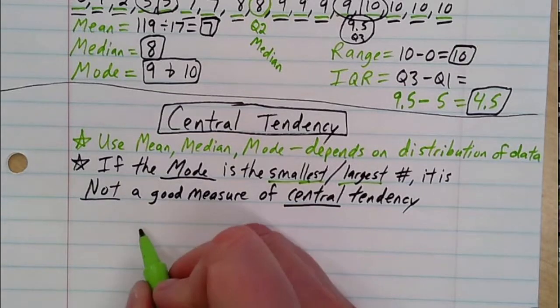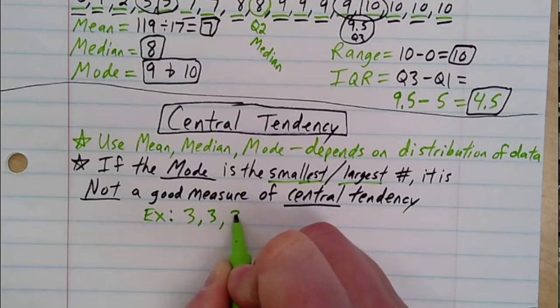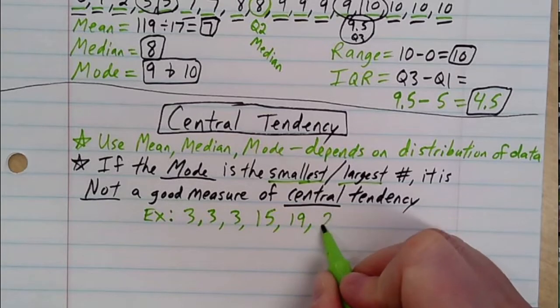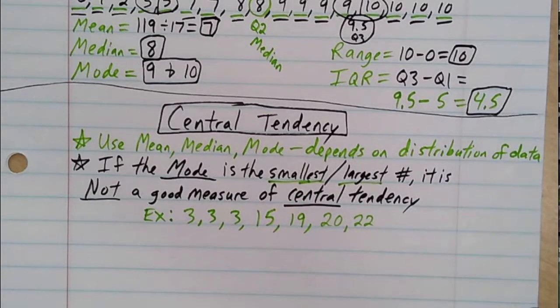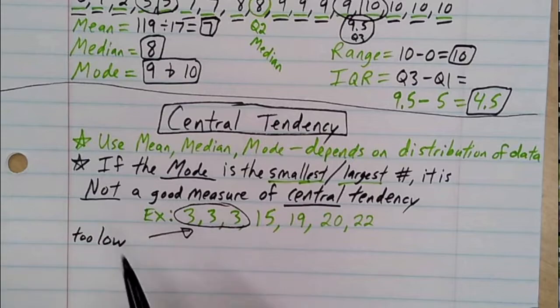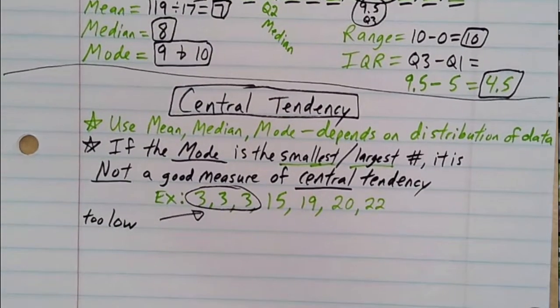An example of that, if I give you these numbers, 3, 3, 3, 15, 19, 20, and 22. Mode, which one would be our mode? We say 3 is the mode. And see, when you look at all these numbers, it's not really the best measure of center. In this example, that'd be too low to be a good measure of center. A better measure of center is somewhere up here, maybe between 15 and 22. Maybe something like 19 would be a better measure of center.